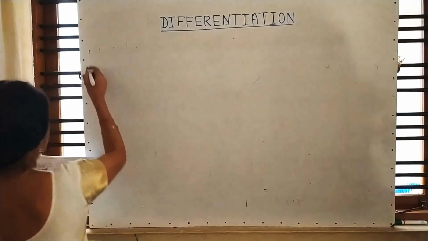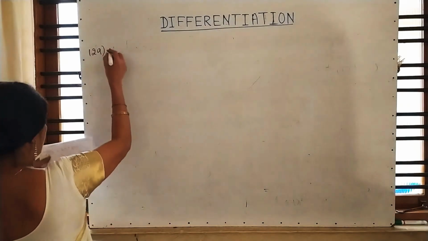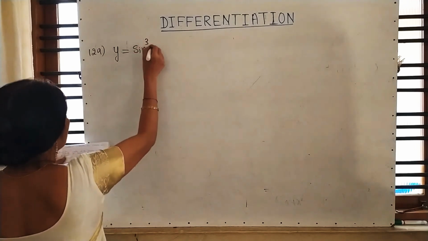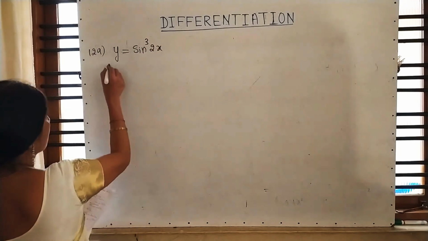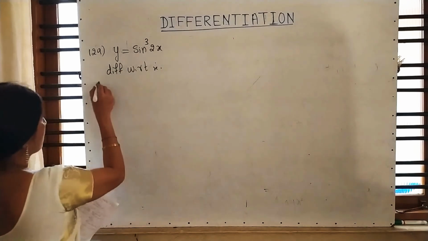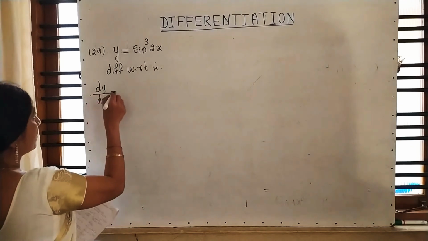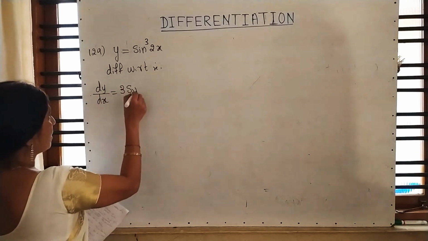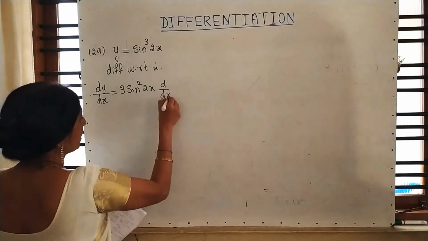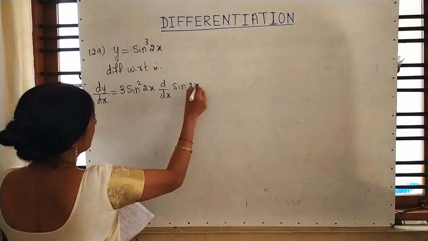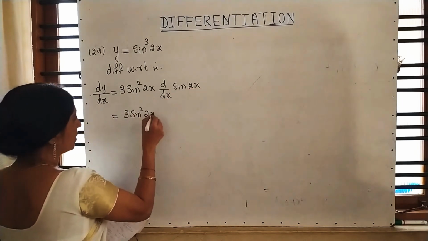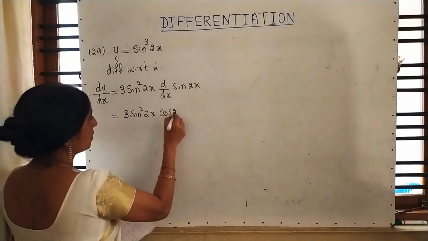Question number 129. Y is equal to sin cube 2x. Here, first power as usual. dy upon dx will be 3 sin square 2x. When you close the power, what is remaining? Sin 2x will be remaining. So it is 3 sin square 2x. Differentiation of sin 2x is cos 2x.